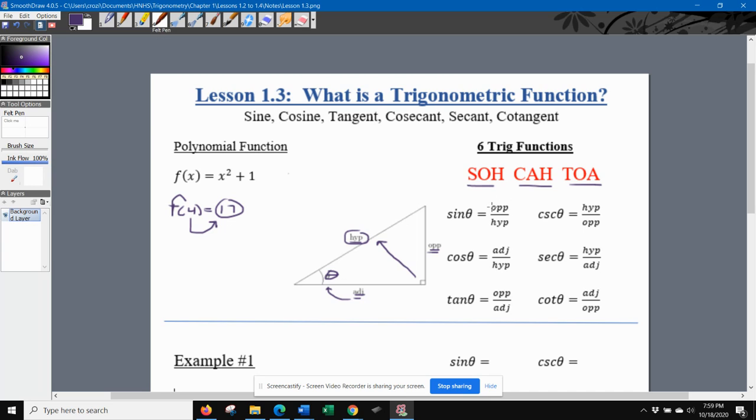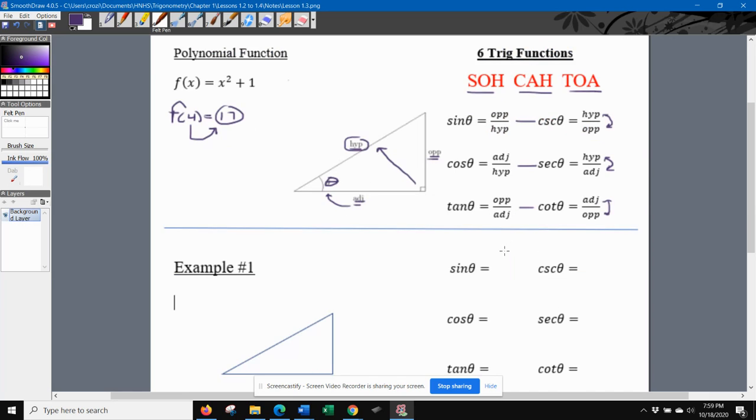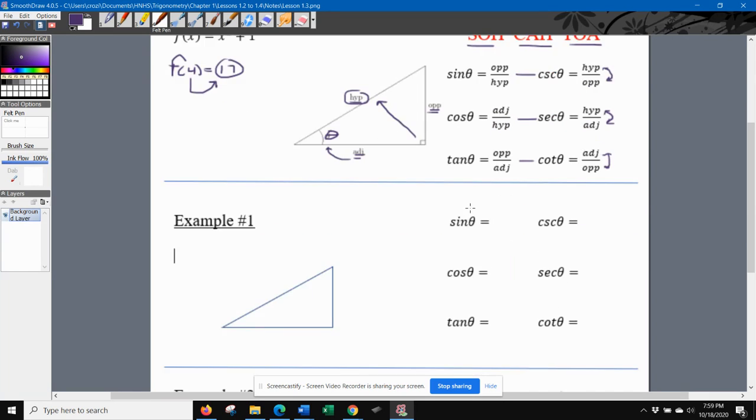Sine is just the opposite over the hypotenuse, and cosine is the adjacent over the hypotenuse, and tangent's the opposite over adjacent. And you did those in geometry class, but on the right-hand side are our new ones, and it's just the reciprocal. If you flip these around, you will get back to sine, and if you flip these around here, you'll get back to cosine, and if you flip these around here, you'll get back to tangent. So it's just the reciprocal of those basic trig functions.